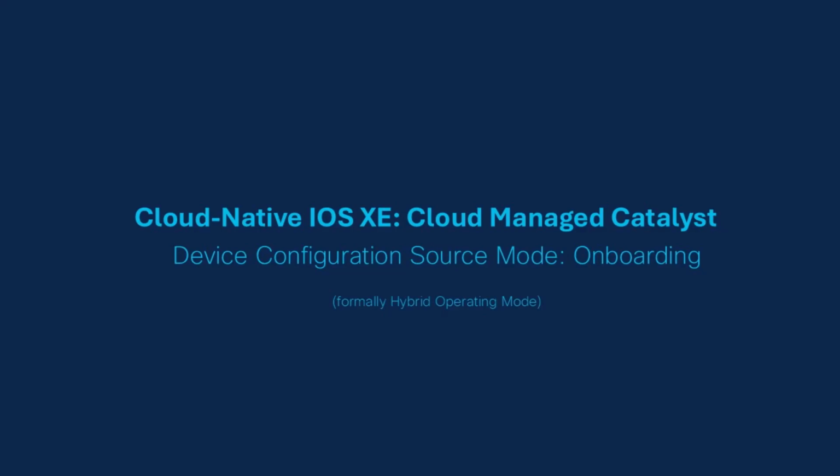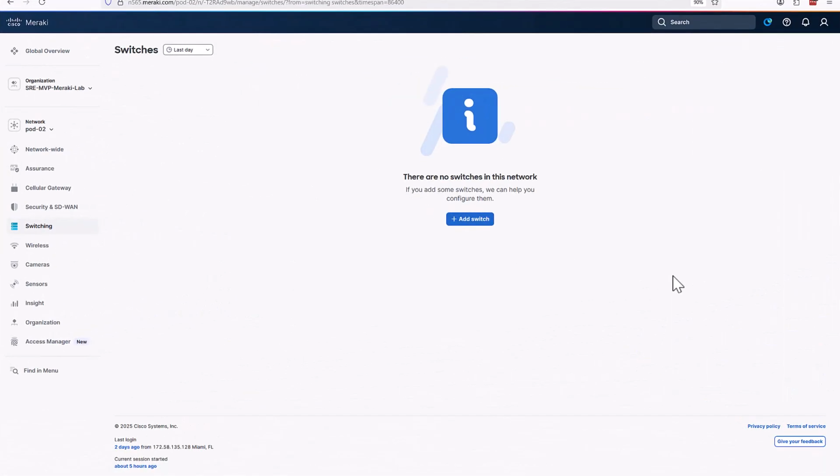In this video, I will demonstrate how to onboard a Cisco Catalyst switch into the Meraki dashboard to be cloud managed in the device configuration source mode, formerly known as hybrid operating mode. In device configuration mode, the switch is monitored by Meraki dashboard, but it's not controlled or managed by the dashboard. The configuration for the switch is stored and managed locally on the switch, and the dashboard only maintains a backup copy of the switch every time the configuration is changed.